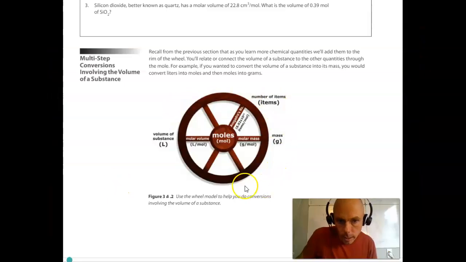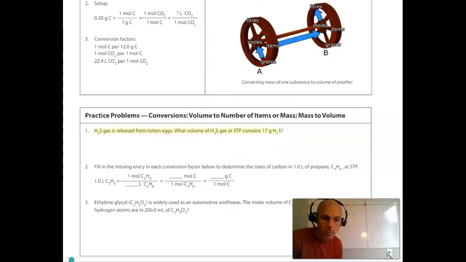So I'm looking again at this wheel model on this same page, page 136, and I'm reminding you that we've always got to go through moles anytime we want to go from one unit to another. If you're starting with volume and liters and you want to get to grams, you first have to go through moles. So everything, once again, always goes through moles.